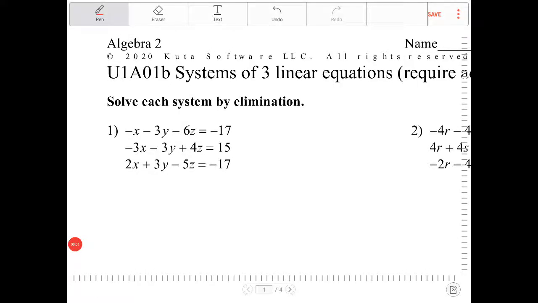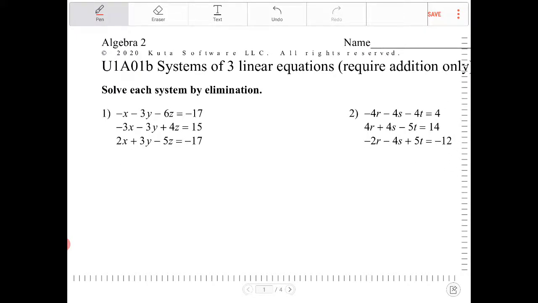Students, this is lesson U1A01. In this lesson, I will go over exercise U1A01b, which is solving a system of three linear equations. So let's take a look.